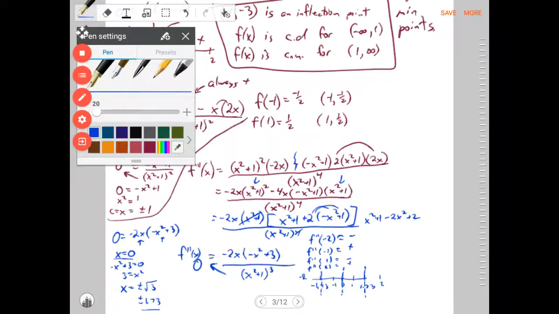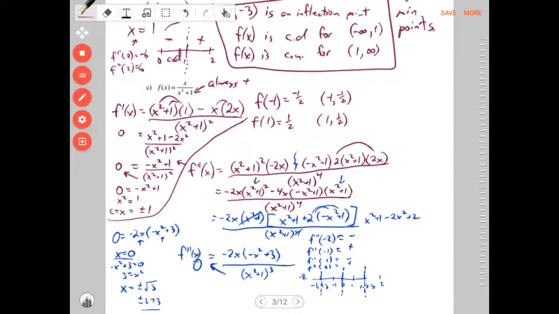I should probably write in red again so you can see where I'm going. This region was negative. This region in here is positive. This region in here is negative. That region in there is positive. Those are our regions of concavity.